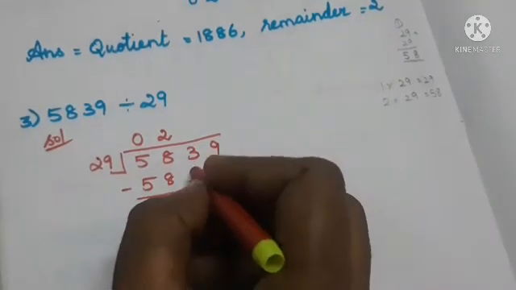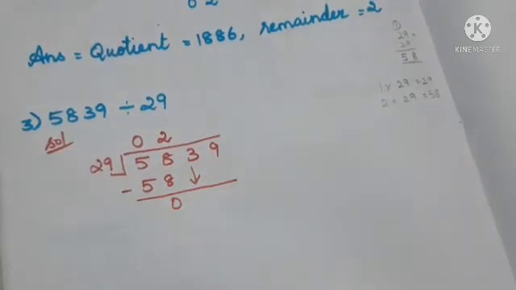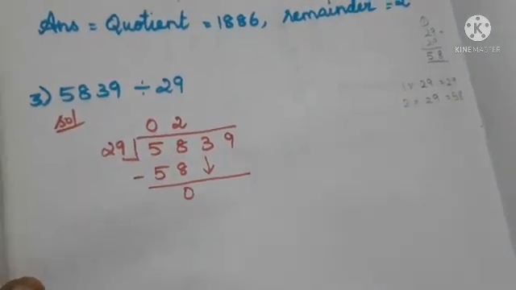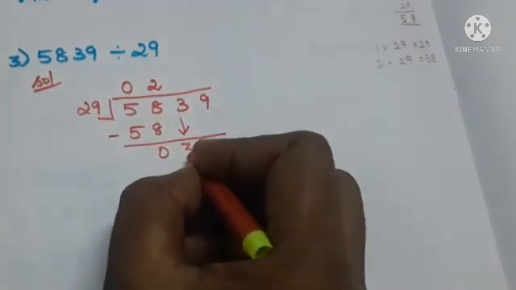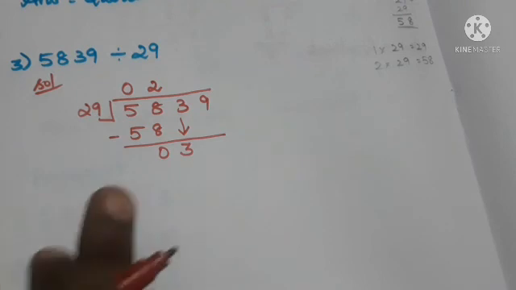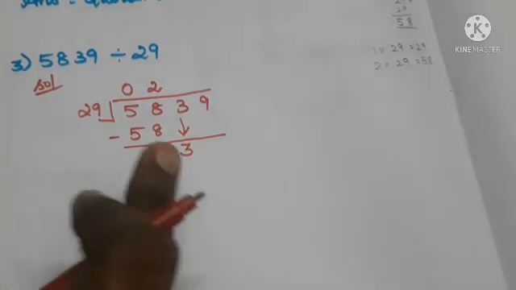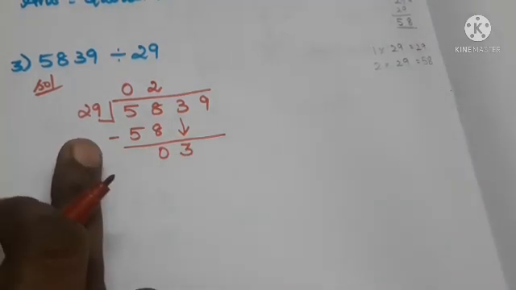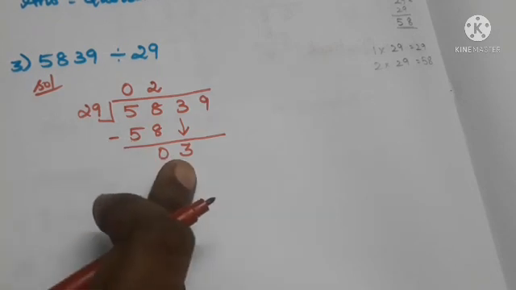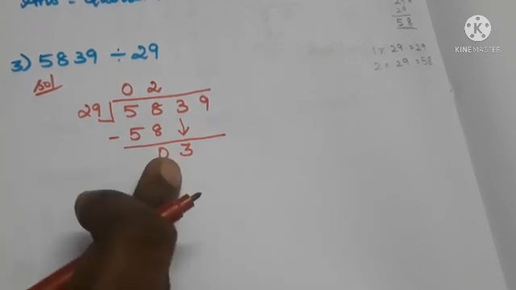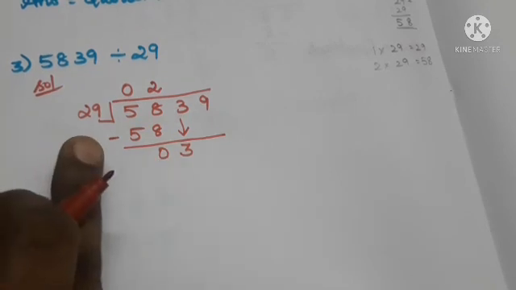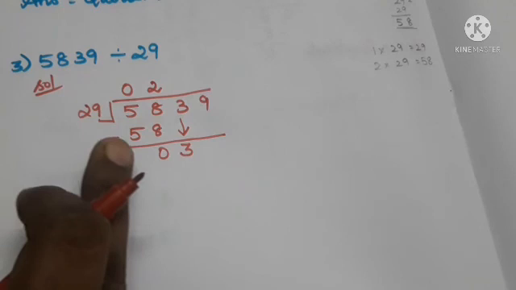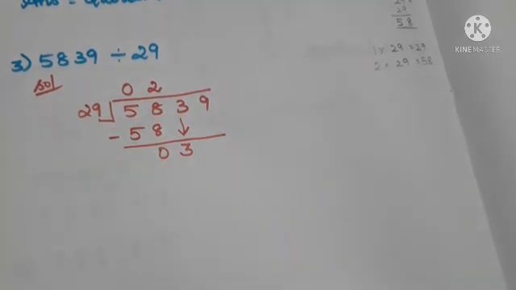Next we have to bring down the tens place value. In the tens place value we have 3, isn't it? So we take the 3 and bring it down. Now we have 3. Next we check how many 29s are there inside the 3. Is there any 29? No, because 3 is less than 29. So we can't divide the 3 by 29.